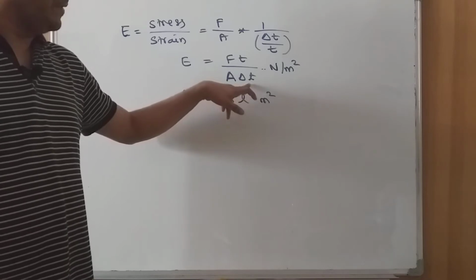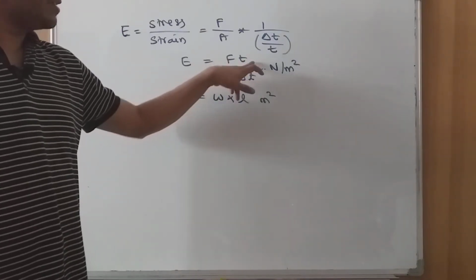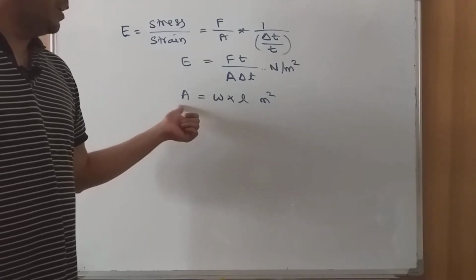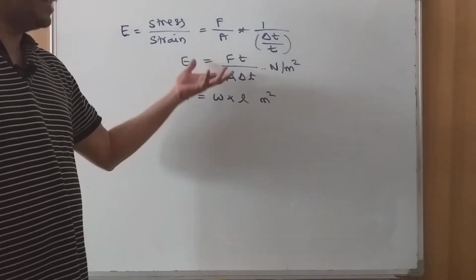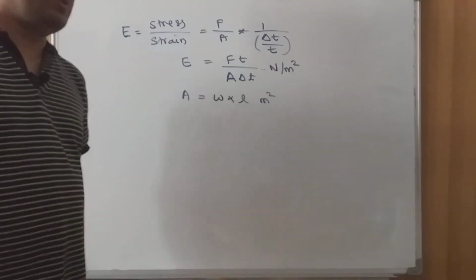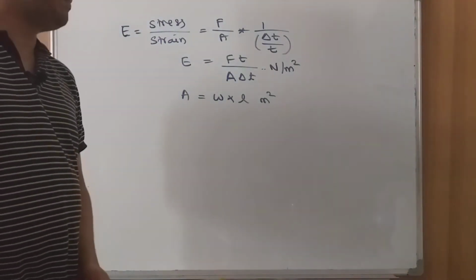Now, F is the force, T is the thickness, and A is the area of the crystal, which is calculated by the equation area is equal to W into L meter square.